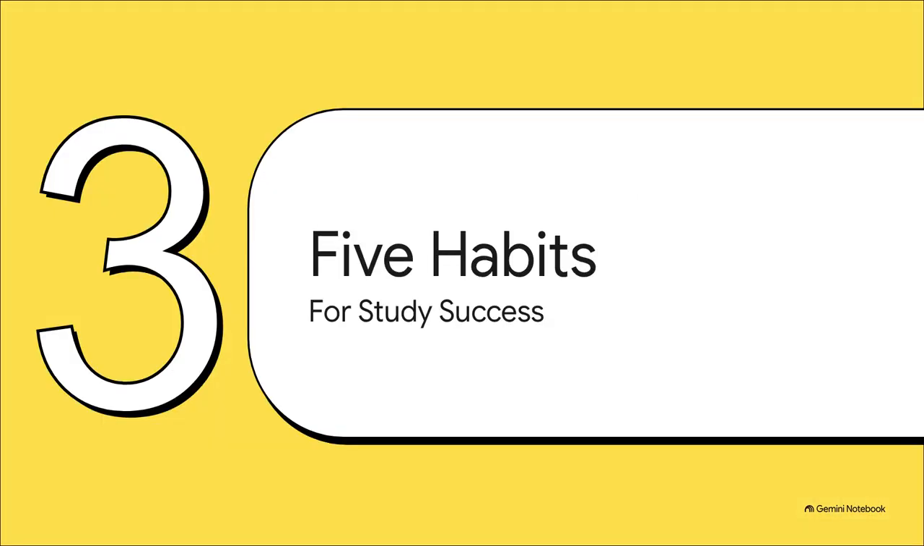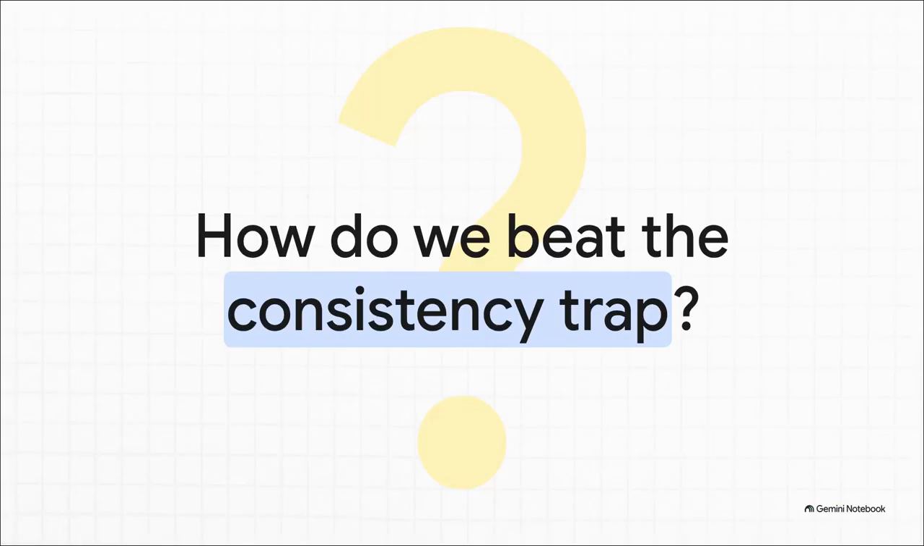Which brings us to Section 3, 5 habits for study success. So, the big question is, how do we actually beat that consistency trap? Well, the answer isn't just try harder or cram more. No way. It's about building smart systems. We need specific habits that protect us from our own procrastination. Ready to see what they are?